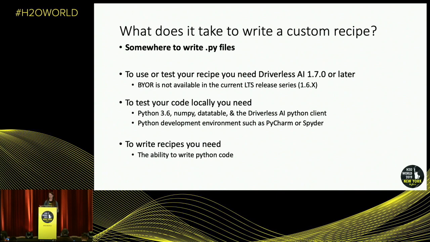Bring your own recipes are for 1.7 and later. If you have 1.6 or 1.5, recipes won't work there. But the 1.7 series and the 1.8 series, which is the latest release, is where you can actually run your recipes. To test your code locally, you need Python 3.6, data table, and the Driverless AI Python client. Then, to write a recipe, you need to know a little bit of Python code. That's the skill set required. Will Python 2.7 work, or only 3.6? Just 3.6 at this point.